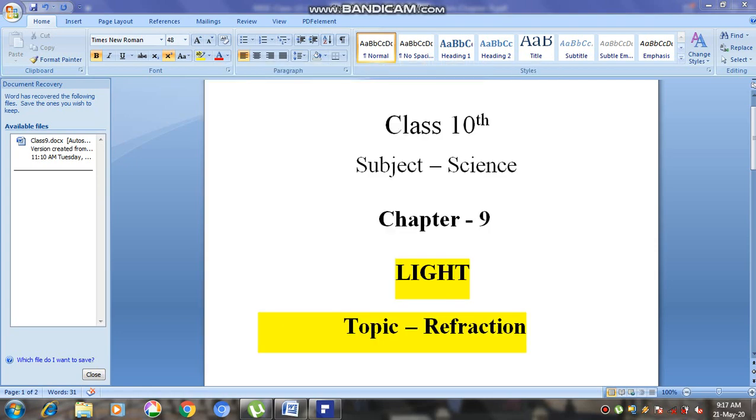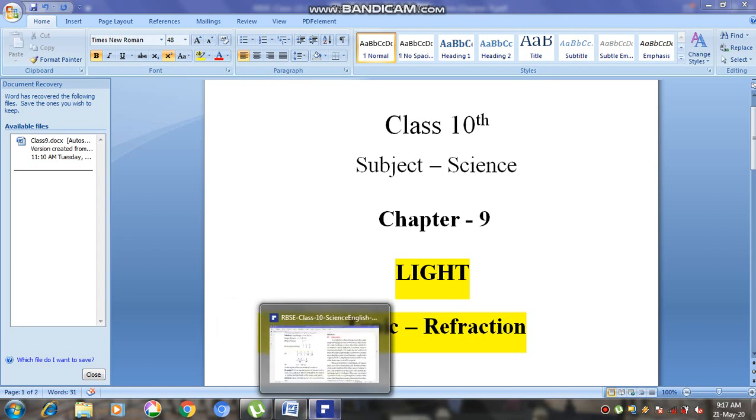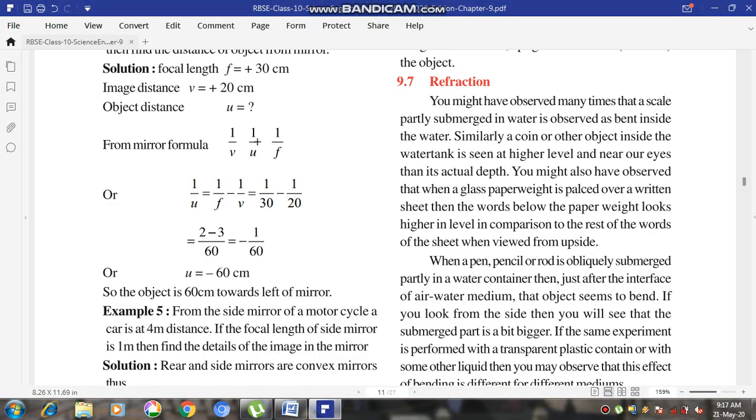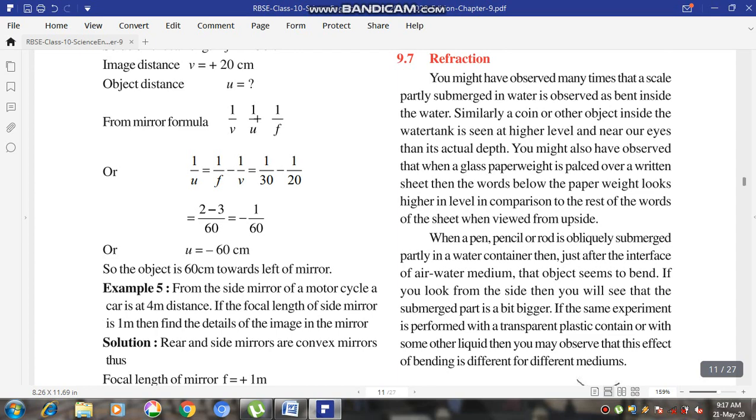In this edition of the lecture, we will analyze the topic of refraction of light. Earlier, we understood the different magnification formation in convex and concave mirrors. So what is refraction?